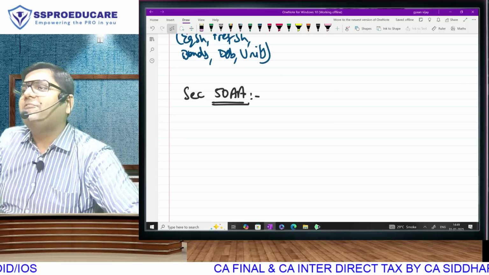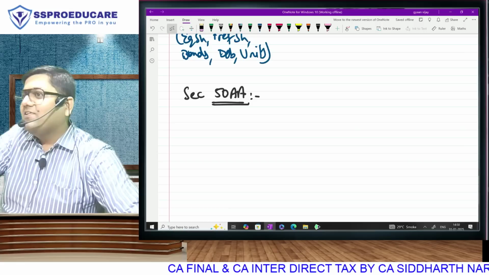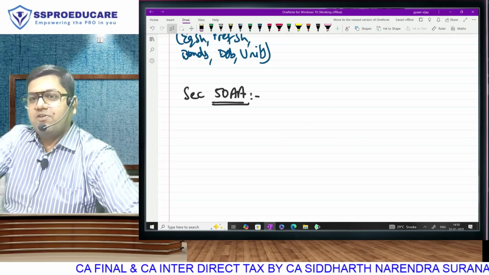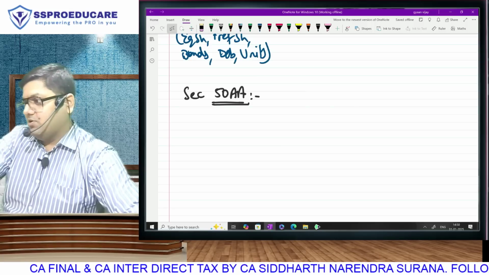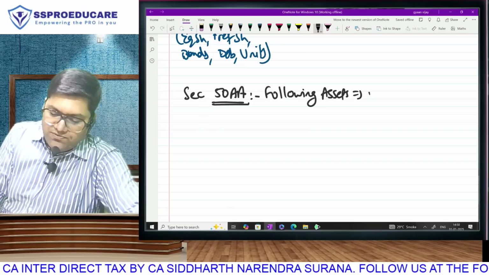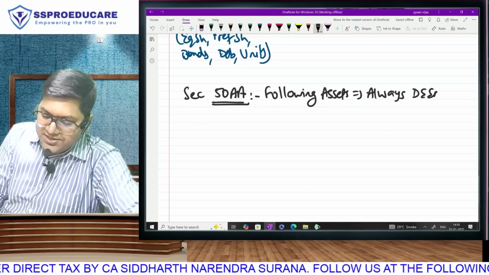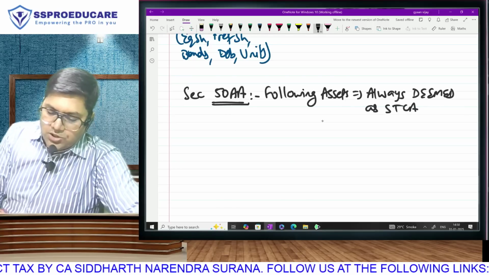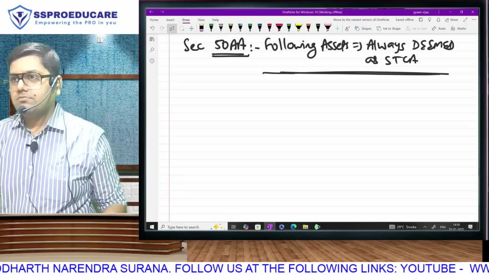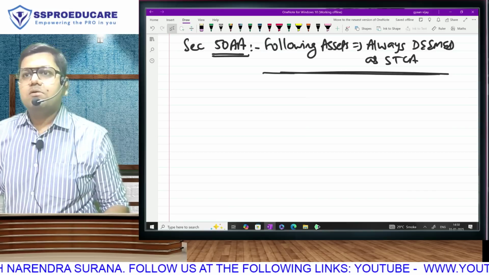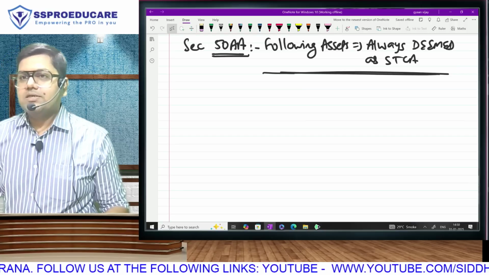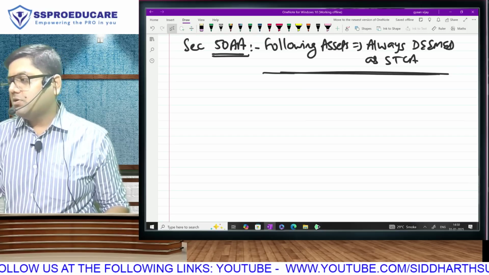Section 50AA is a deeming fiction. In Hindi we call it jabardasti. A forced law that the following assets will always be deemed, considered, treated as short term. To hell with your holding period. You sell these assets after 10 years also, we are going to consider these assets as short-term capital assets. Following assets will always be considered as short-term capital asset.